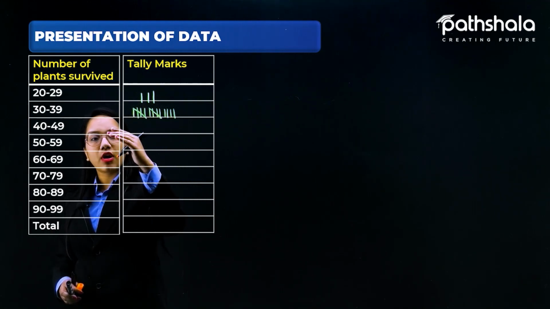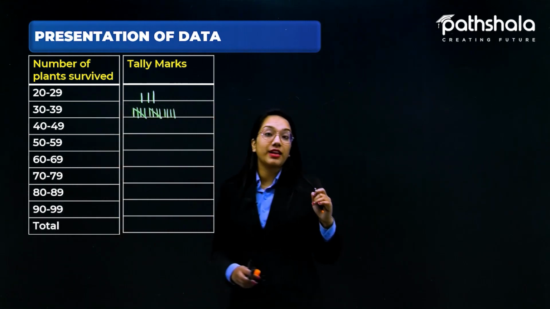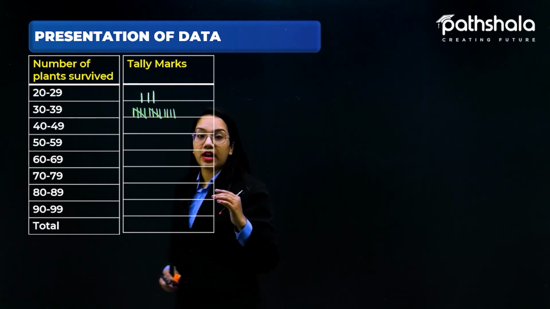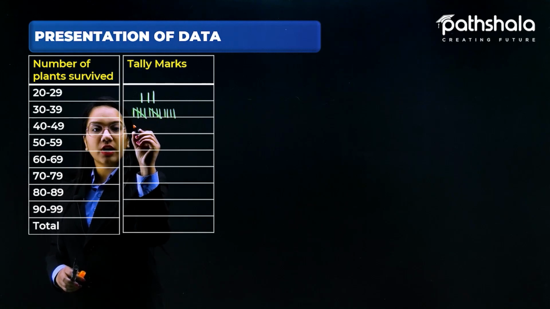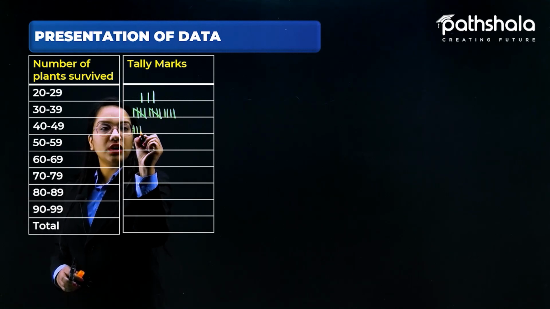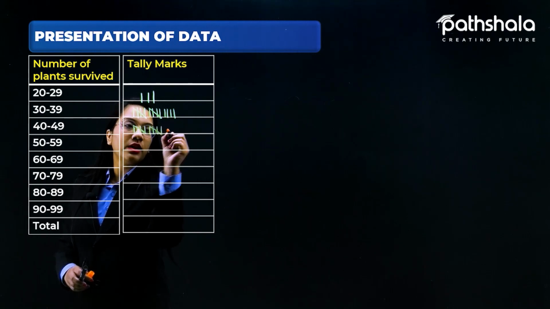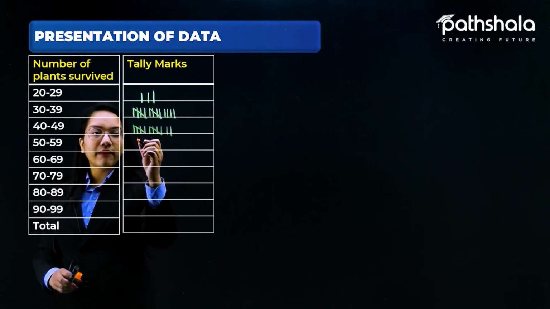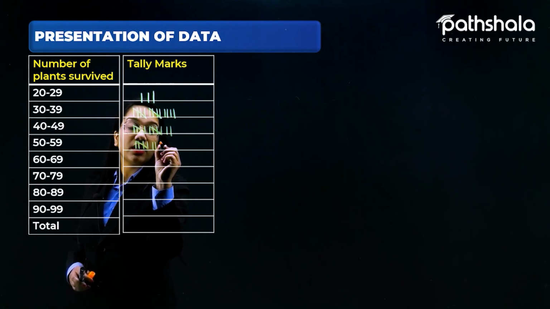If you count the number of elements lying in between 40 to 49, there were 12 in the previous data. So I'm writing 12 over here. How can we write the 12? 1, 2, 3, 4, 5, 6, 7, 8, 9, 10, 11 and 12. Now further, from 50 to 59, we have 8 elements lying in between. So this is 1, 2, 3, 4, 5, 6, 7, 8.